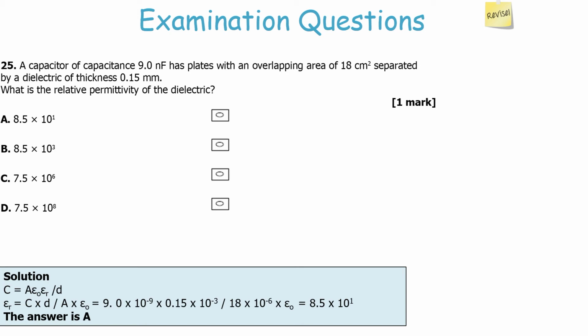We convert our centimeters cubed into meters cubed by doing 18 times by 10 to the minus 6, which will work through. Remember, we're going from centimeters cubed to meters cubed, and then we multiply by E0. We work that all through, and we get our answer out to be 8.5 times 10 to the 1. So our answer is A.